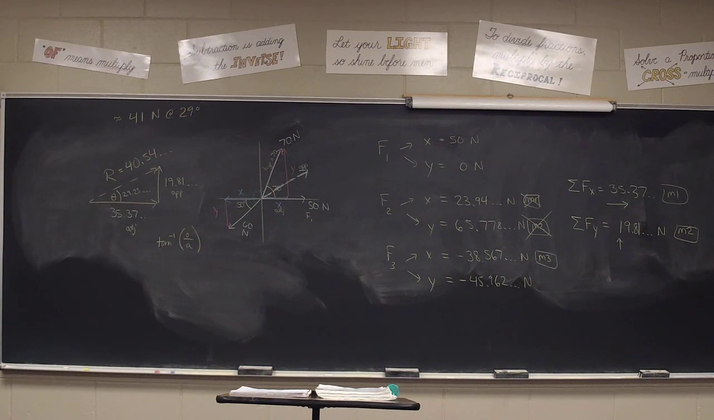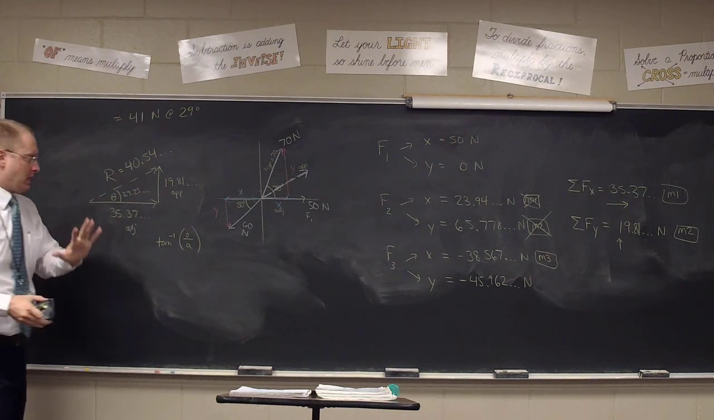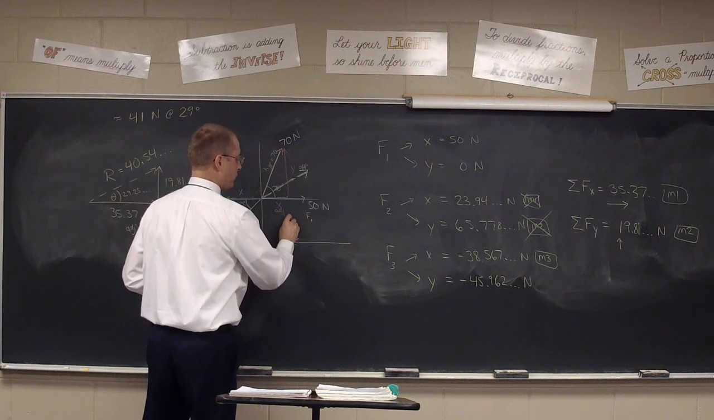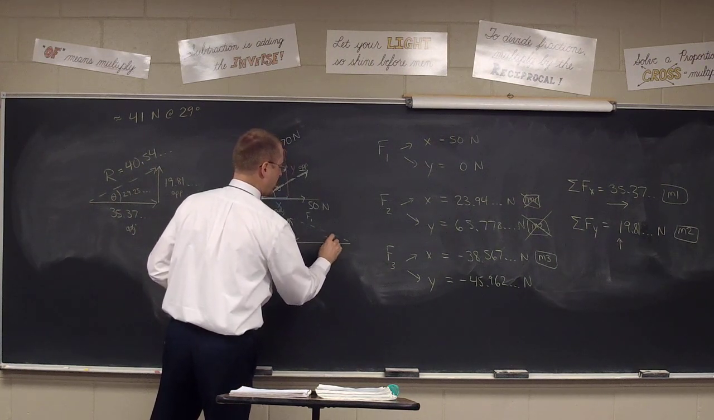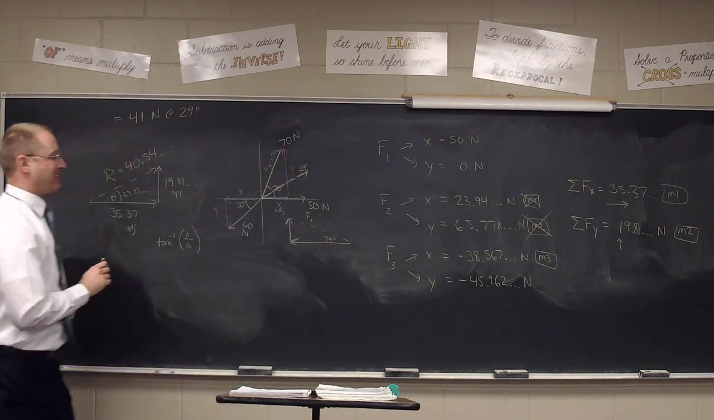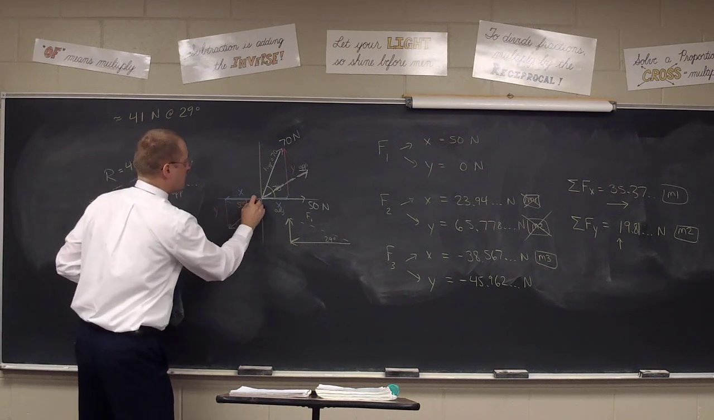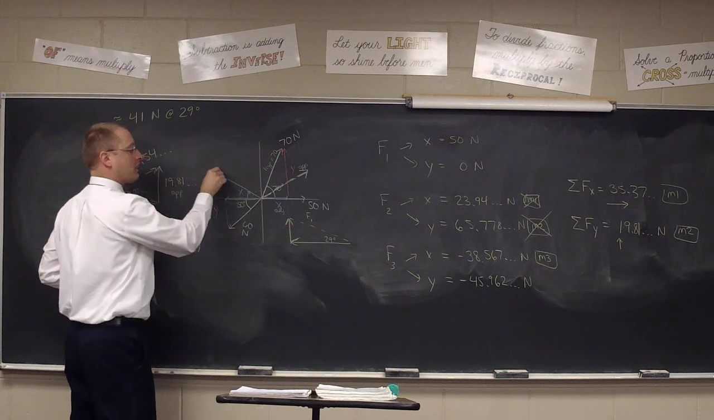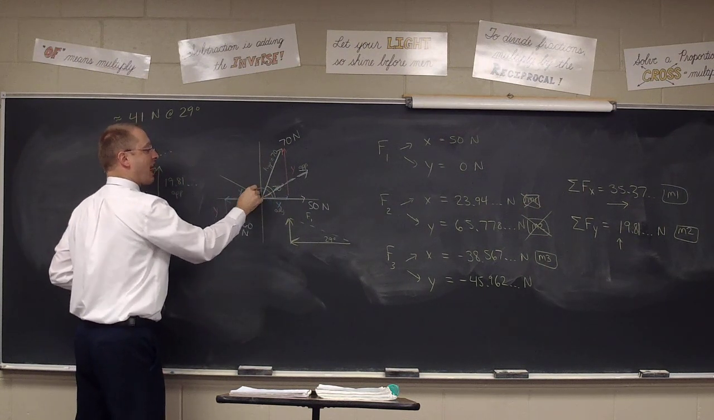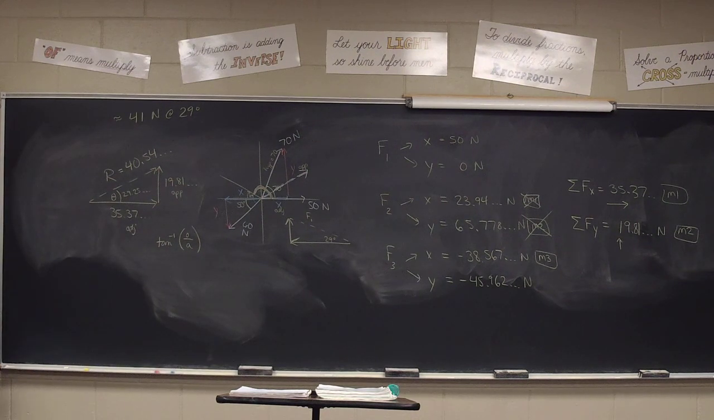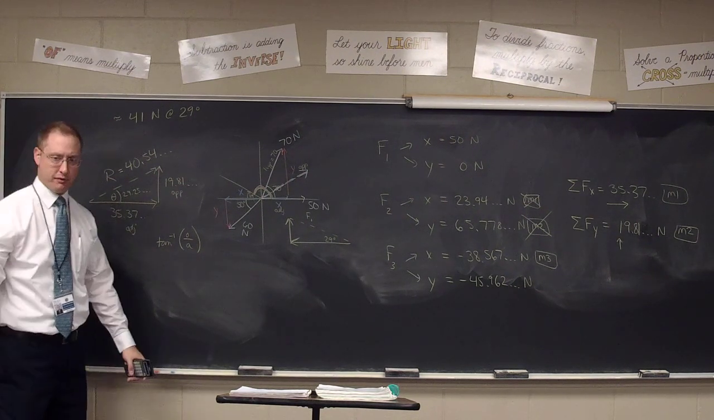Questions on this? What if, humor me here, what if one of the forces had done this and one of the forces had done that? And I got a 29-degree angle. Would I say that the angle was 29 degrees? No, because then it would be a 29-degree angle here. But what's the actual angle? What would I have to do? I'd have to subtract the 29 off the 180 to get, 151?